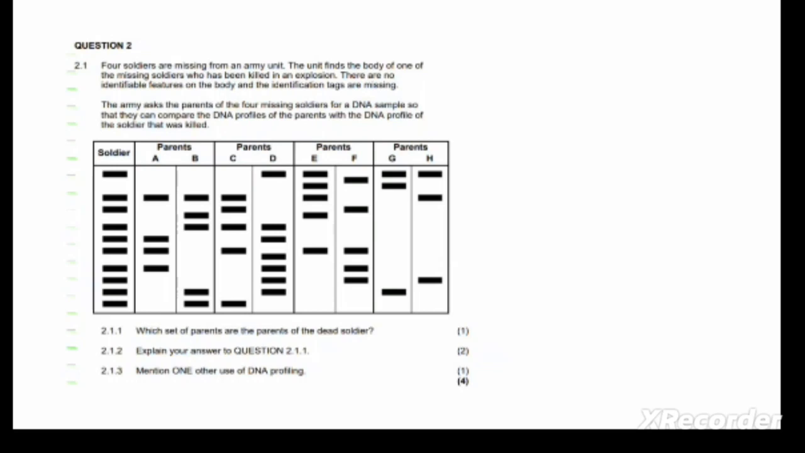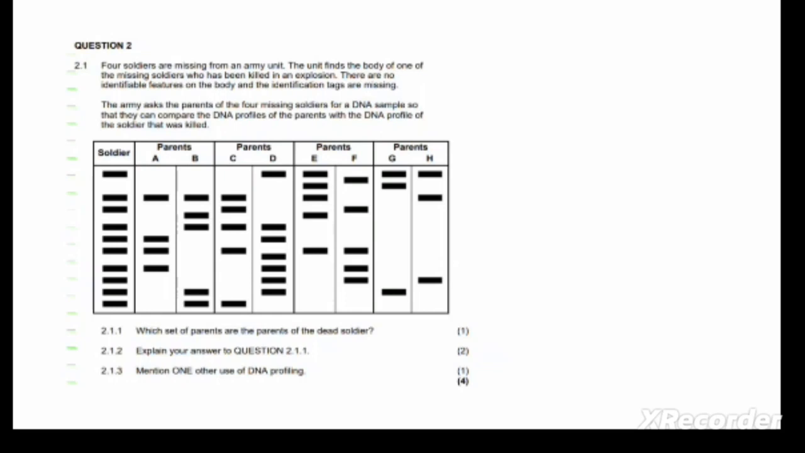The first band matches with parent D, the second one parent C, third one C, fourth one D, fifth one D. Another one matches with parent C, the next one matches with parent D, another one D, another one D, and then another one matches with parent C. So there is no need to compare the DNA bands of the soldier with parent E, F, G, H, because all the DNA bands in the soldier are found in parent C and D. So it means the parents are C and D. But if you want to compare them, you can continue and compare with those of parent E and F.